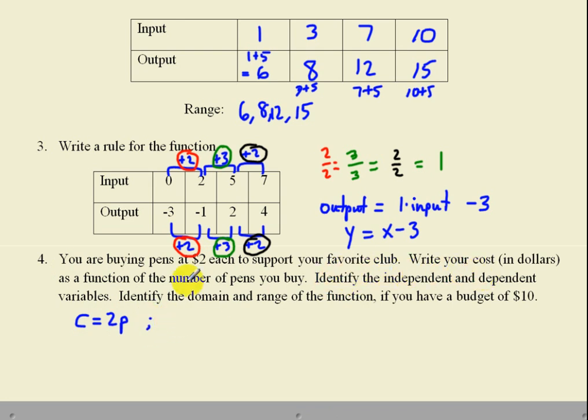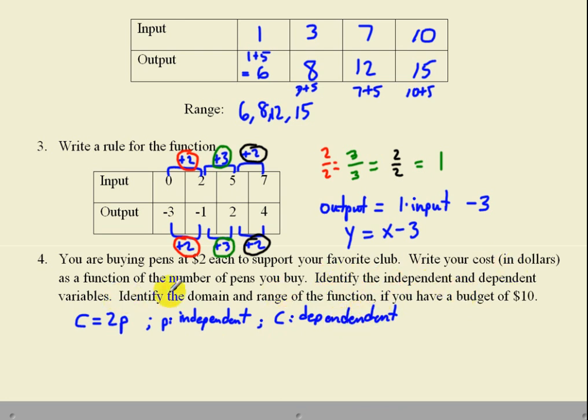Identify the independent and dependent variables. So the independent variable is P. Independent. That's what we get to choose. And so the C, cost, is dependent. The cost depends on how many pens we buy.